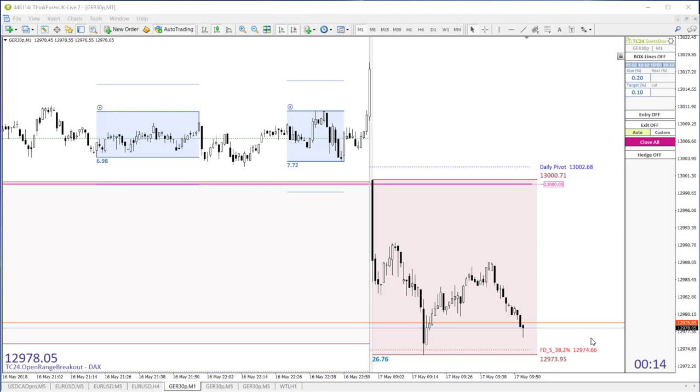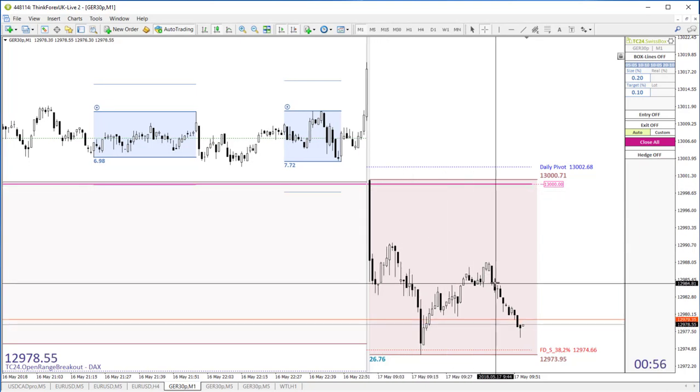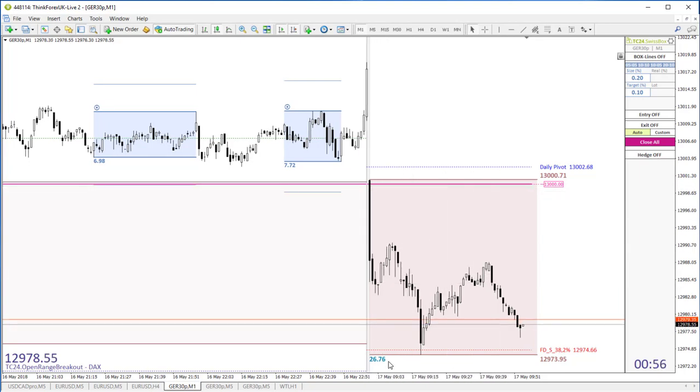Currently trading below the 13,000 point mark, and so far, which you can see here in this grayish or brownish box, we have covered a distance of 26 points from the start of 8 a.m. here in Germany till the current time of 8:54.